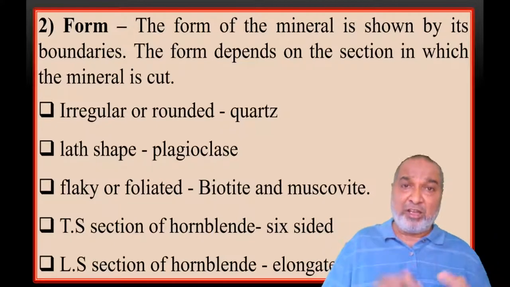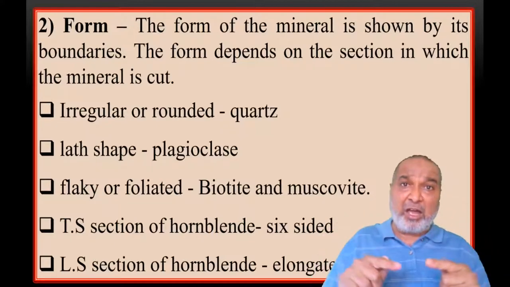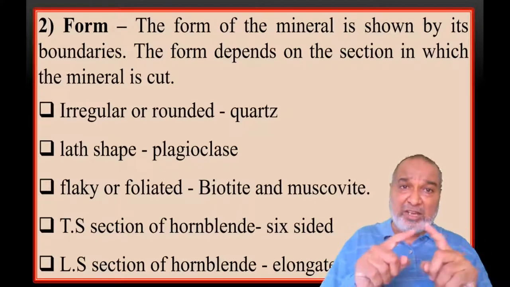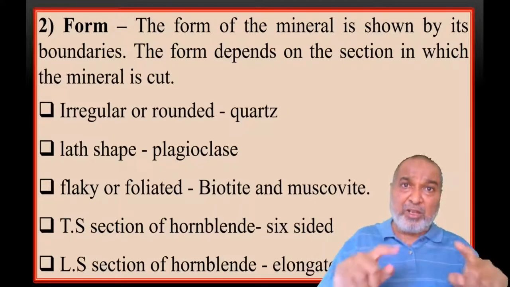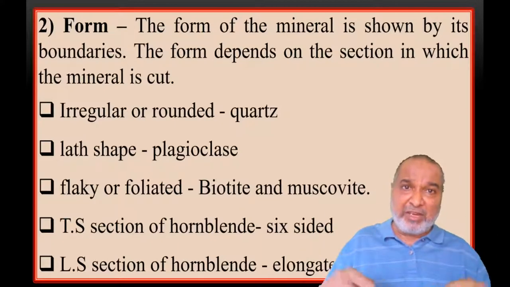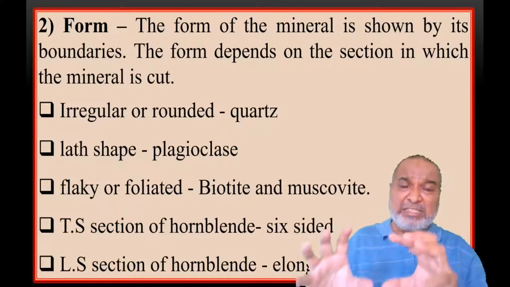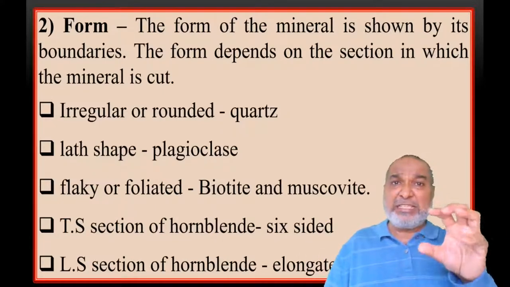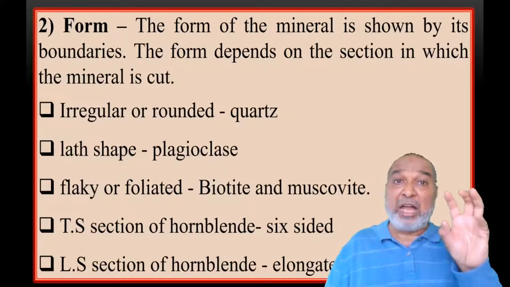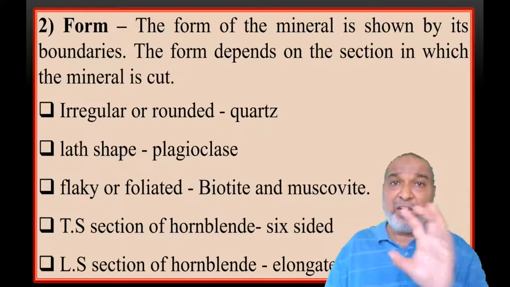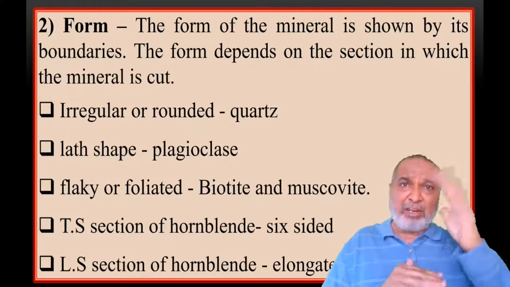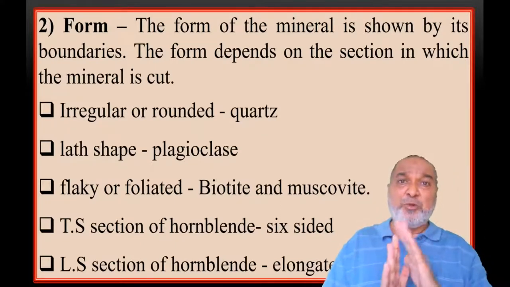Euhedral means all edges are present. When edges and corners are present, it is called euhedral, like a cube or hexagonal or six-sided forms. When you get a six-sided cube form or eight-sided form, these are called euhedral, ideal crystal forms.